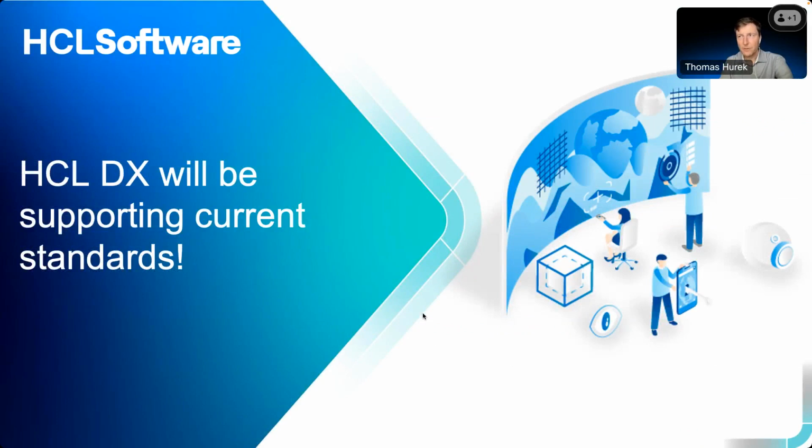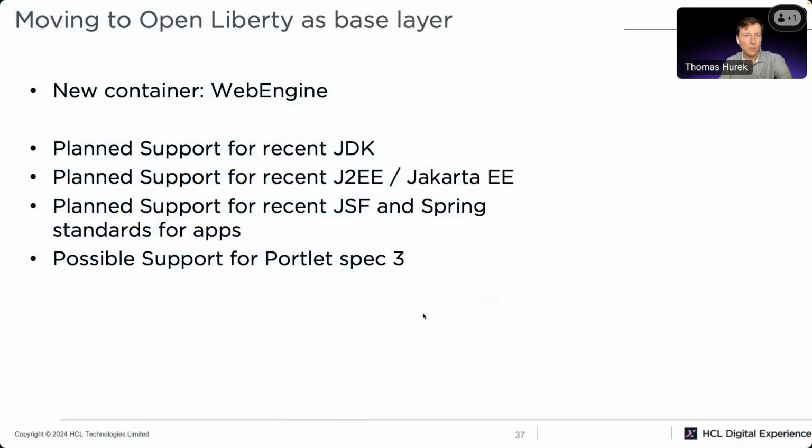In terms of standards, we have made some great strides here and are planning to ship with 2.2.4 our new offering that will be based upon Open Liberty. There will be a new container called Web Engine, and it leverages a later JDK. It's leveraging a modern and recent version of J2EE. It's going to allow you to use a recent JSF version or a Spring version in case you want to build Java applications with UI. And we're also looking into support of the portlet spec version 3.